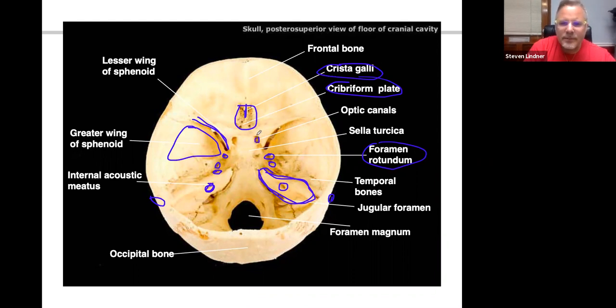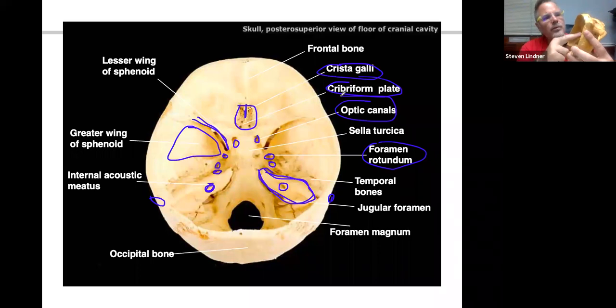Here and here, those are the optic canals. The optic canals are for the optic nerve to travel through. You can see it here, here and here. That goes to the eyes. They kind of make a crisscross. Let me see if I can show that to you a little bit better.